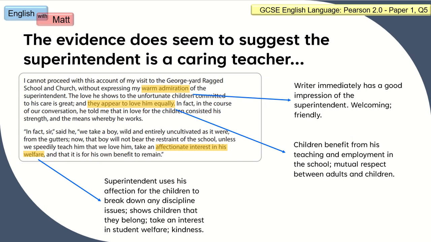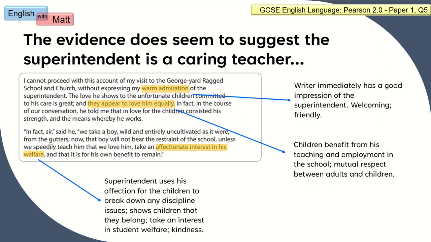Then he talks about the love and the word equally. So the children seem to benefit from his teaching and employment in the school. There's a mutual respect here between all ages, and that's obviously very pleasing for the writer to see.